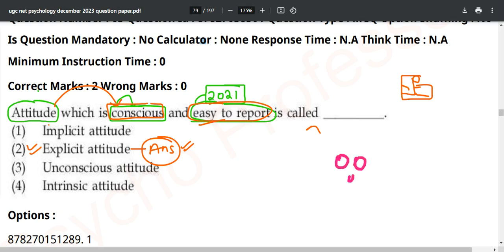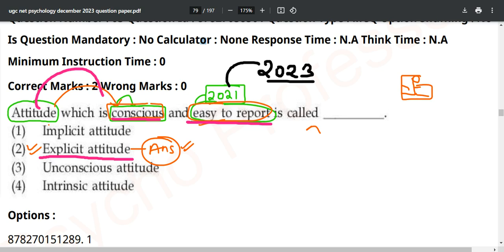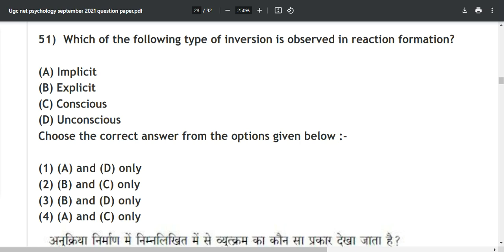And look, see, this is why you need to do the PYQs. Attitude which is conscious and easy to report is called explicit attitude. This is a PYQ from the 2023 paper, from the 2021 reference. Something very similar to what we just did.